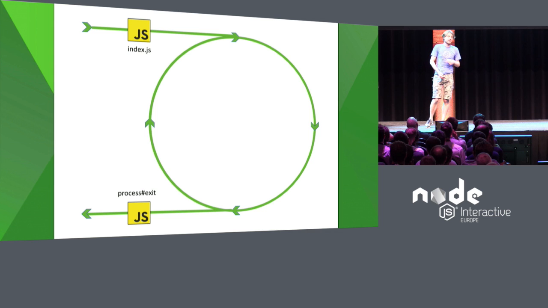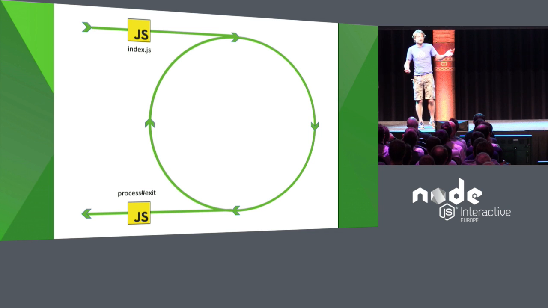So this is the start. This is how I would start a diagram of an event loop. It always starts with your actual program. It's not a callback.